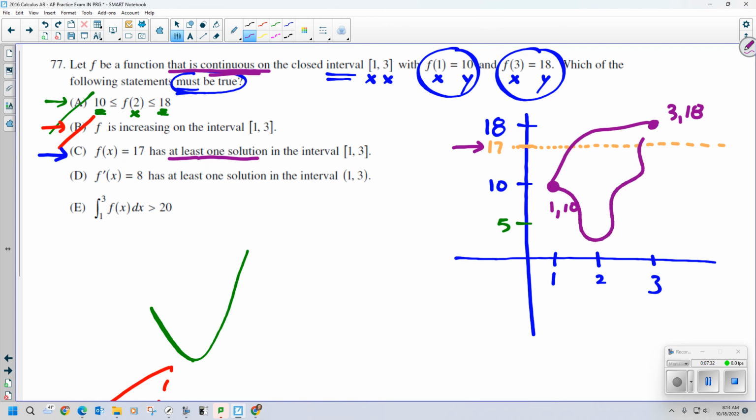Boom, I touch it once. Oh, what if I come down here? I touch it at least once. What if I come through here? I'll do this in green, and I go, well, I touch it at least once. Okay, why? Because they tell me it's continuous. And that makes C true no matter how I draw that line. There is no way I can connect my 2 points that are given to me in the problem without going through a y value of 17 at least once.